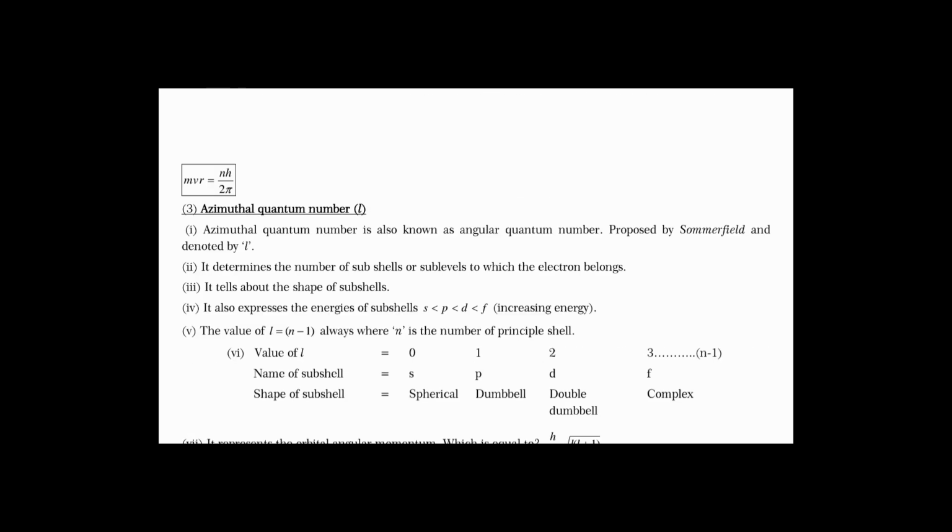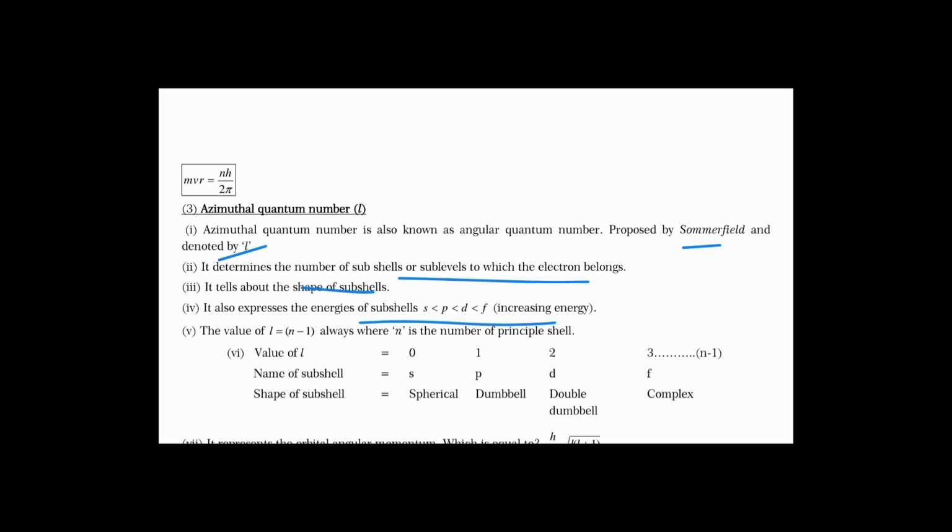Azimuthal quantum number. The azimuthal quantum number is also known as the angular quantum number, proposed by Sommerfeld and denoted by L. It determines the number of subshells or sublevels to which the electron belongs. It tells the shape of the subshell. It also expresses the energy of subshells S, P, D, and F. In increasing energy, F orbitals have more energy.